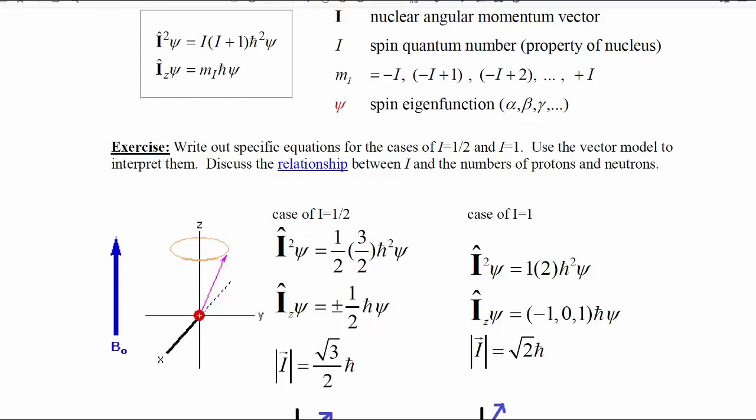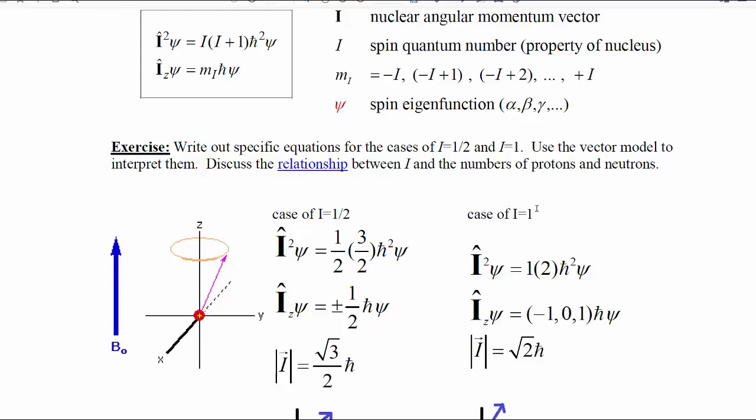Okay, let's look at the results of applying these two specific cases. For the case of I equals 1/2, when we fill in 1/2 for I, we will get 1/2 times 3/2, or 3/4, h bar squared for the spin squared operator. And then for the z projection, the eigenvalue will be plus or minus 1/2 h bar. That means the actual length of this vector for the case of I equals 1/2 will be radical 3/2 h bar.